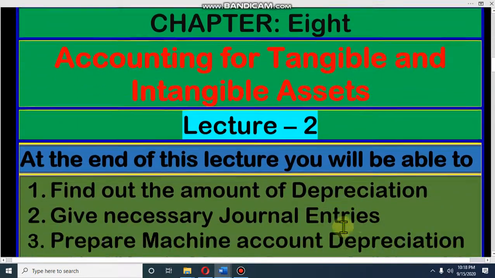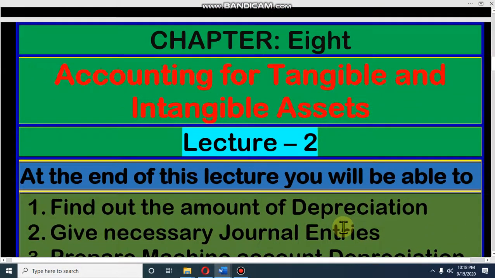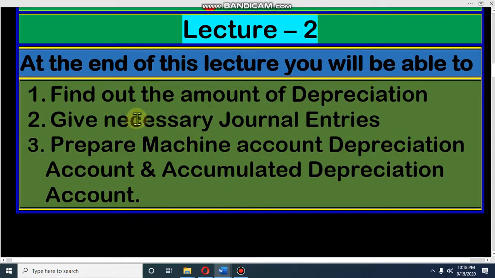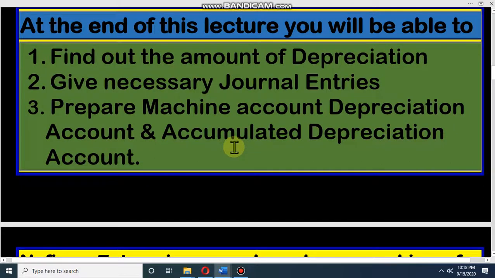Dear student, today we will discuss chapter 8, accounting for tangible and intangible assets. This is our second lecture on this chapter. All of you know that in the first lecture we discussed the rules, regulations, and formulas, and how you can do these types of math. After this lecture, you will be able to find the amount of depreciation, give the necessary journal entries, and prepare the machine account, depreciation account, and accumulated depreciation account.